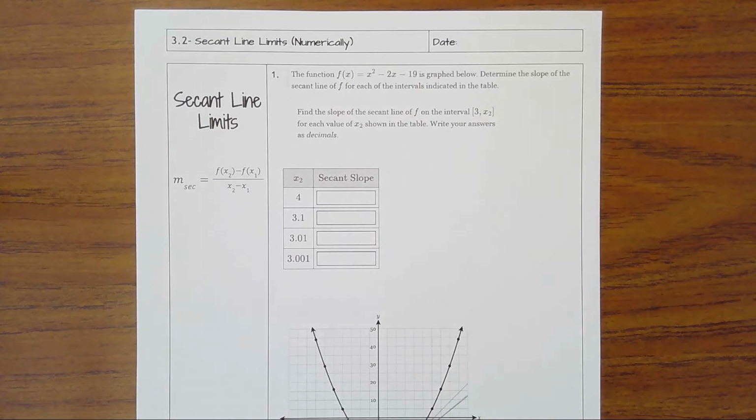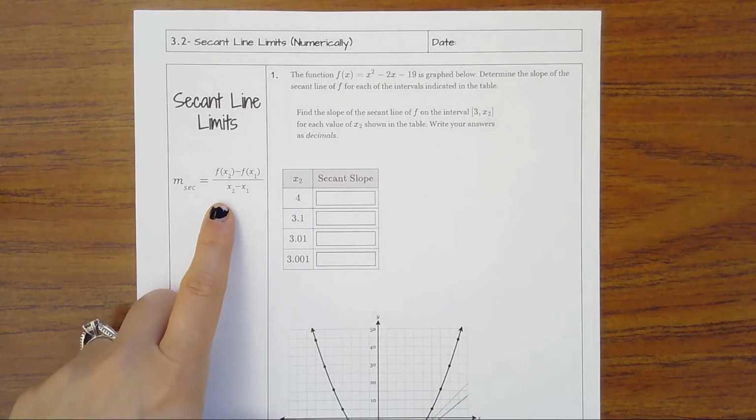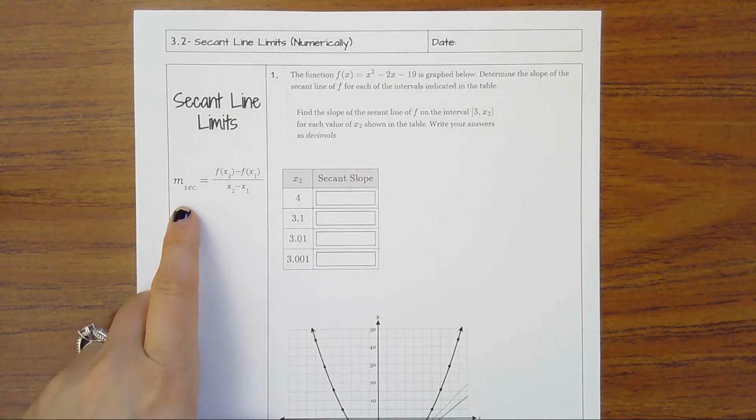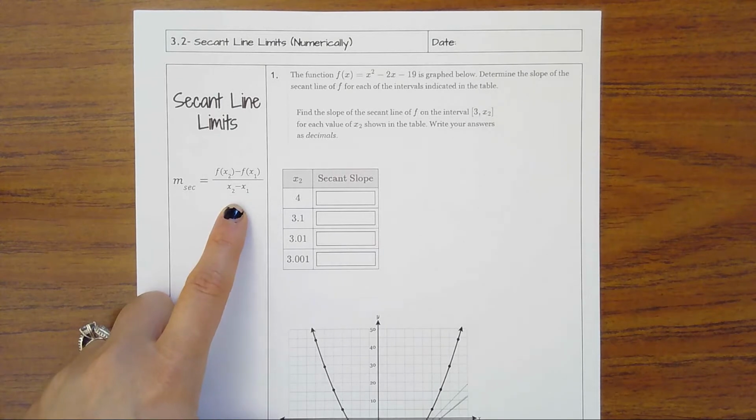3.2 secant line limits numerically. So we've got this equation again of the slope of a secant line. Remember, a secant line is just a line that goes through two distinct x values. It's really y2 minus y1 over x2 minus x1.